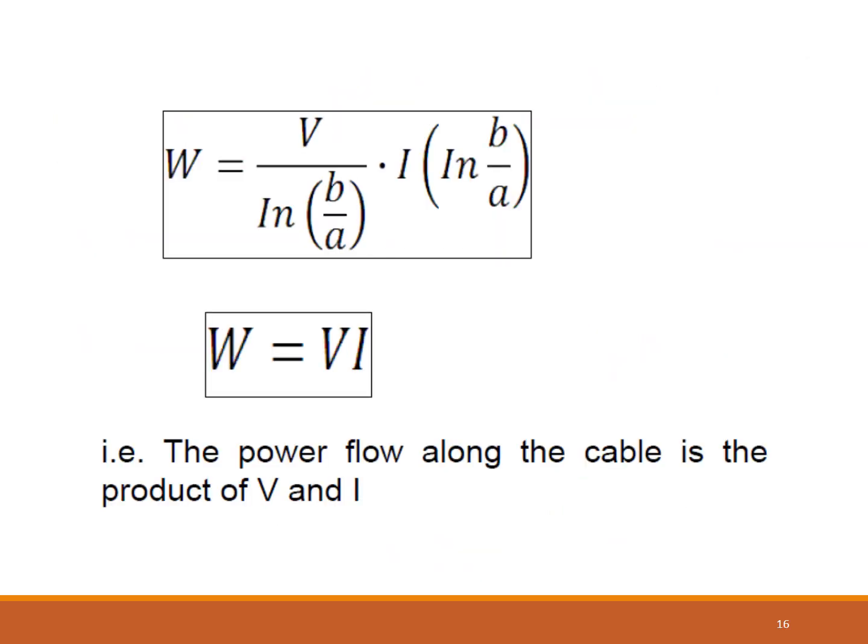So as I mentioned, once you integrate and apply the limits, the final expression that we get for the total power flow along the cable is going to be VI. That means the product of the voltage V, the DC voltage which is applied across the conductors, and I, the current that is flowing in the inner and the outer conductor. So W is equal to V into I, and this is the final expression for power flow along the cable.